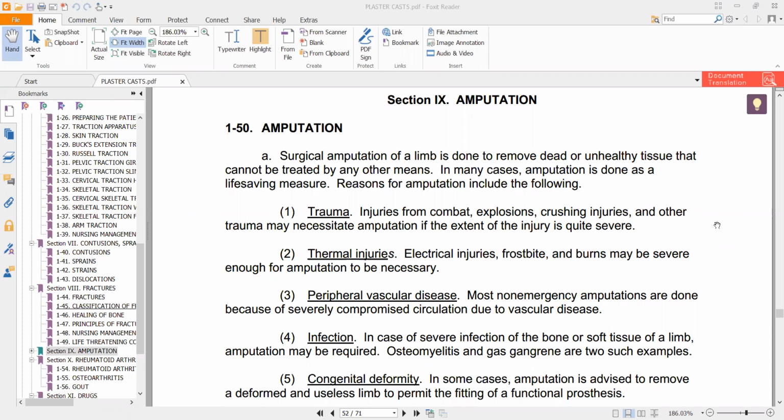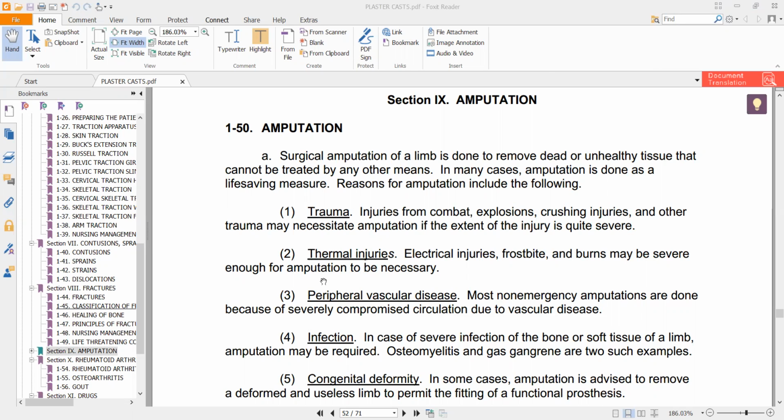Next are the thermal injuries. It can be due to electrical injuries, frostbite, or burns, which may be severe enough for amputation to be necessary. Then peripheral vascular disease: most non-emergency amputations are done because of severely compromised circulation due to vascular disease. A patient who has Buerger's disease or Raynaud's phenomenon, all these diseases are called peripheral vascular diseases. In that case, the patient needs to be taken for an amputation procedure where there are lots of complications, and sometimes the patient's life may be in critical condition if we are not able to amputate the area.